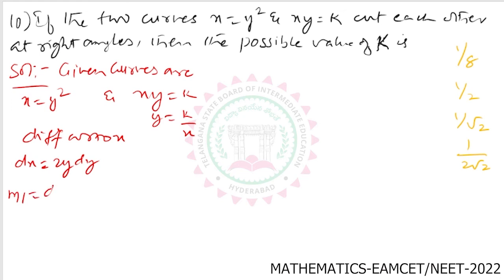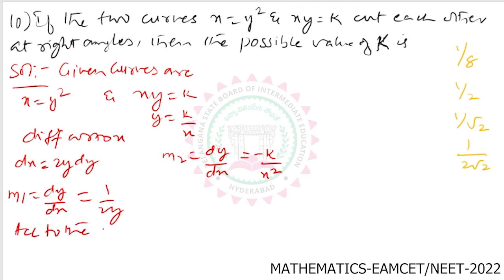m1 is equal to dy by dx is equal to 2y will go to the denominator and it will become 1 by 2y. Similarly, if I differentiate this, what am I getting? m2 is equal to dy by dx is equal to derivative of 1 by x is minus 1 by x square, that is minus k by x square. So, according to the problem, the curves are at right angles. So, m1 m2 is equal to minus 1.